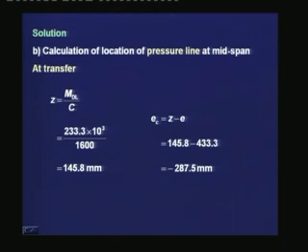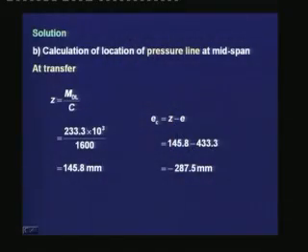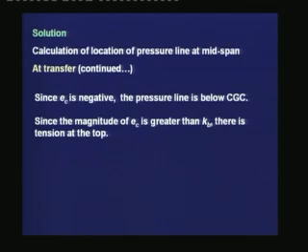That means the C shifts from the CGS by a distance of 145.8 millimeters at the center of the beam. The eccentricity of the CGS, which is the same as the location of the pressure line at the mid span, is equal to the lever arm minus the eccentricity of the tendons, which is 145.8 minus 433.3, which is equal to minus 287.5 millimeters. Since EC is negative, the pressure line at transfer is below CGC, that is from the definition of the expression of EC. And also, since the magnitude of EC is greater than KB, there will be tension at the top for this member at transfer.